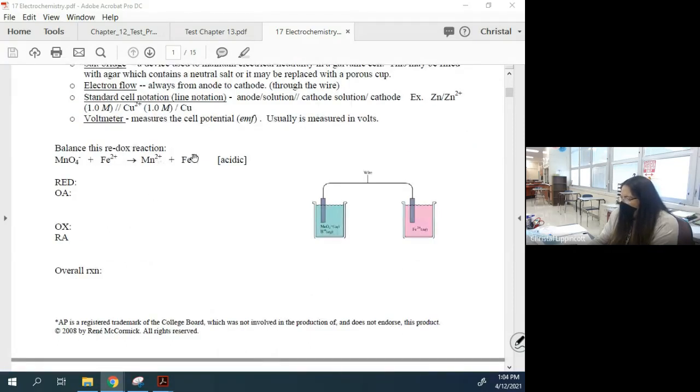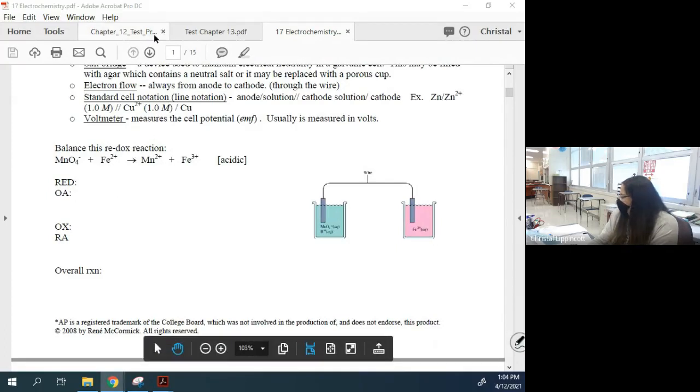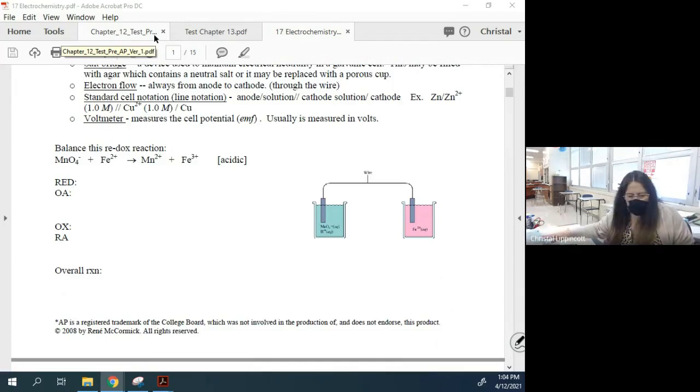We talked about how to balance these. Remember, when you're doing this, you need to look at your electrons and see how many electrons are moving.